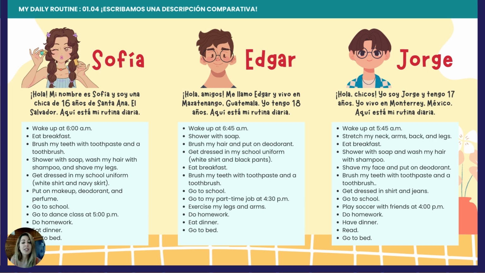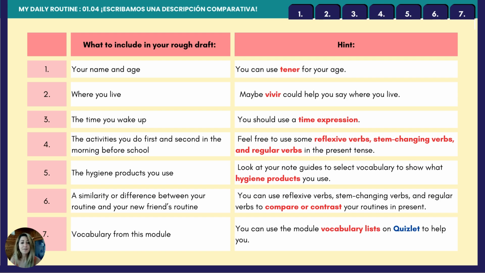On the quiz, you will see this page where Sofia, Edgar, and Jorge talk about themselves, and in English, it has a list of their routine. Use this to compare, use vocabulary from the lesson, use your own routine to compare with theirs. It could be similarities or it could be differences. Then we have the requirements. Feel free to pause anywhere along this video if you need to take a look at this page or any of the other pages. So we have the requirements and what to include.